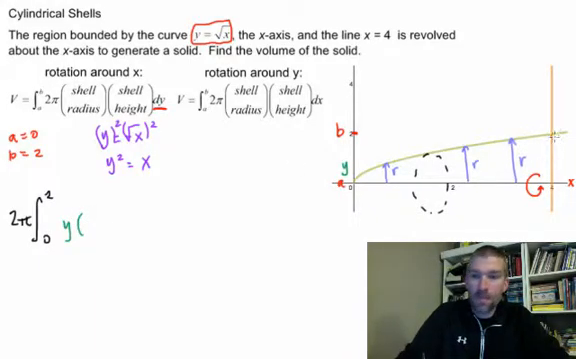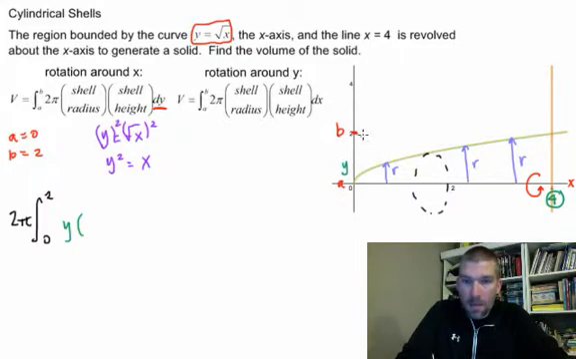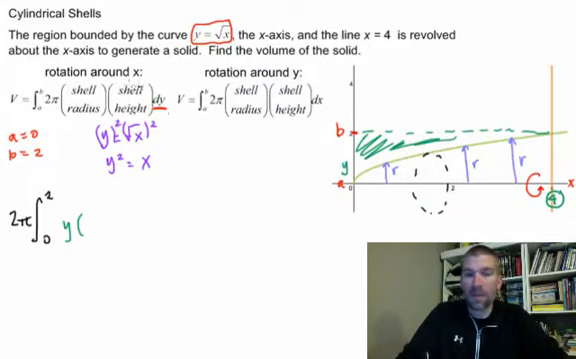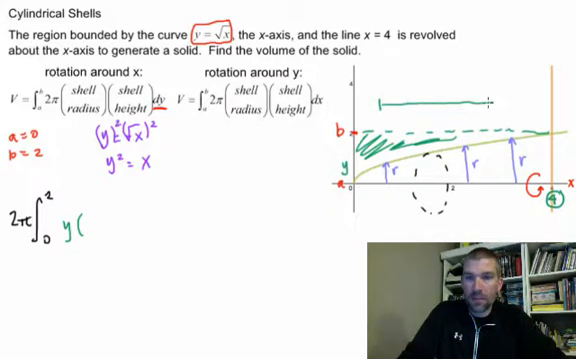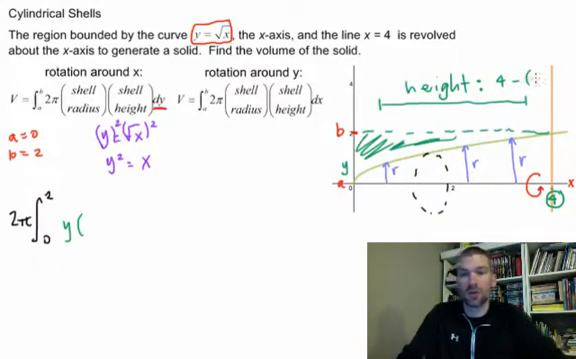Our shell height then is going to be where we stop, which is this 4 right here. We're stopping here at 4 on the x-axis, right? But we don't need any of this space right here. So our shell height, or how tall we are off of the y-axis, is going to be this way. This is our height, okay? And our height is going to be 4 minus whatever that function in terms of y is. So in this case, it's going to be 4 minus y squared.